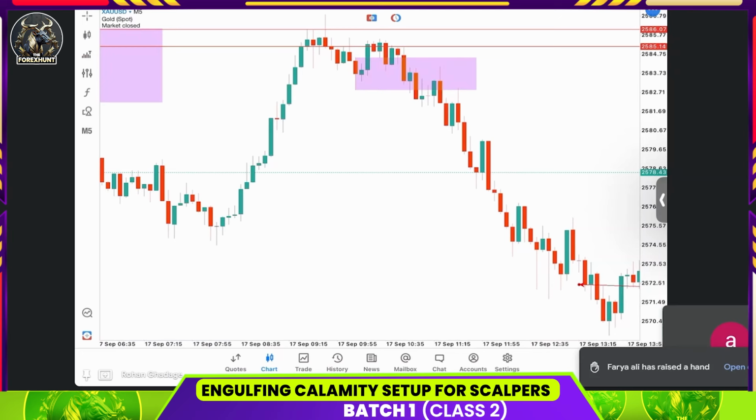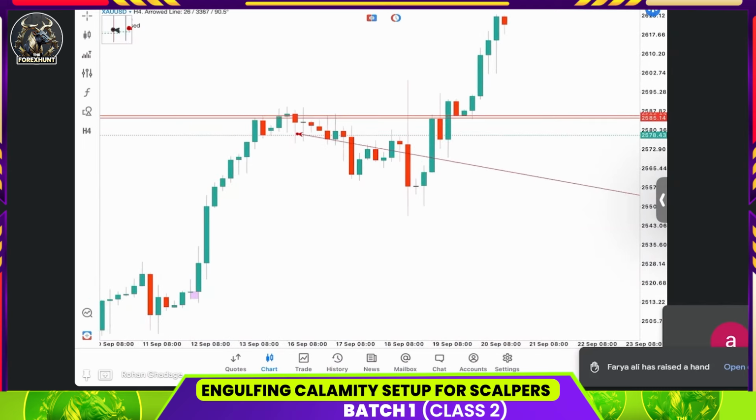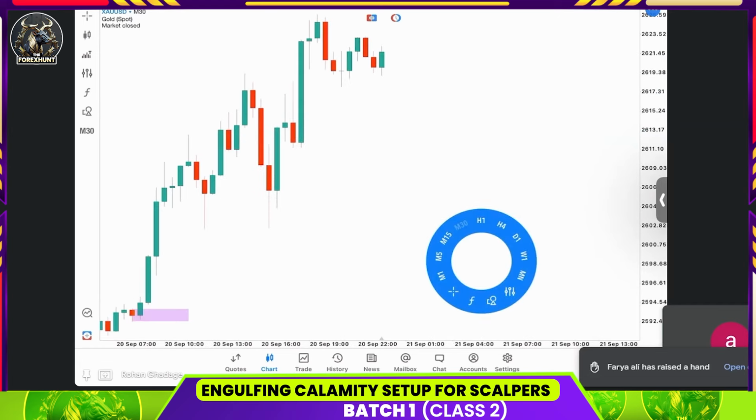So now again open your H4. Focus on this H4. This was a buy fail, and I am looking for the M30. Then I took the trade and then it started dropping. Is it clear?